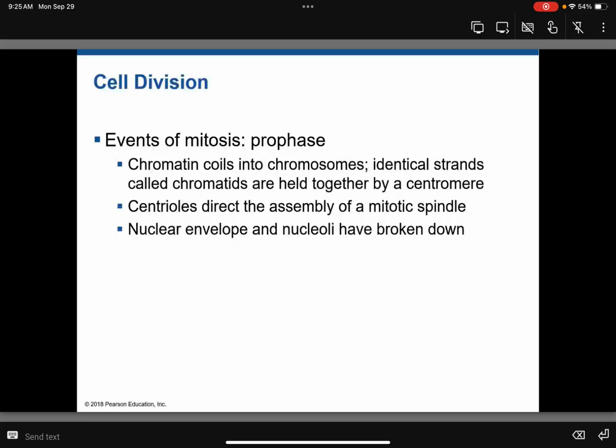First one being prophase. The chromatin coils into chromosomes. Identical strands called chromatids are held together by a centromere, and centrioles will direct assembly of the mitotic spindle. It puts those spindle fibers out, connects to the centromere, lining them up to the middle of the cell so that they can be split evenly. The nuclear envelope and nucleoli have broken down in this stage.